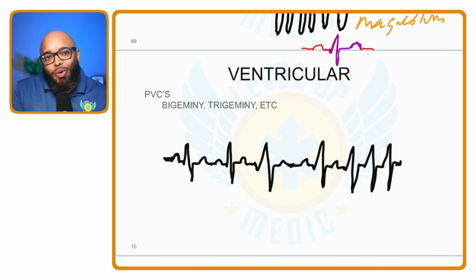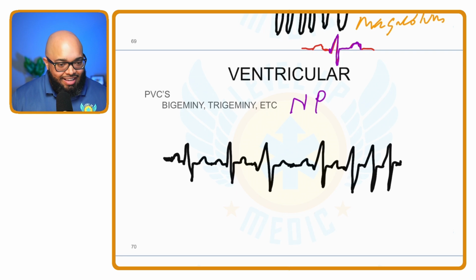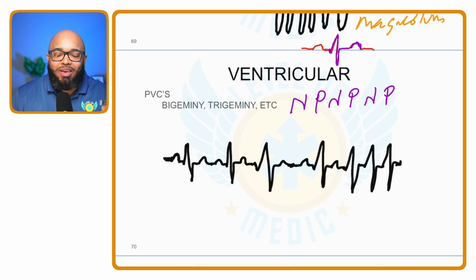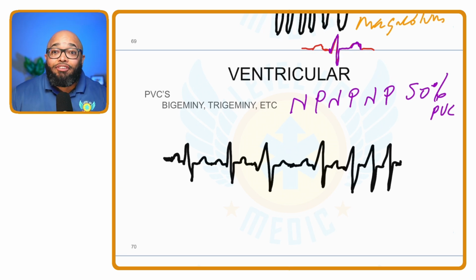Bigeminy, trigeminy, or quadrigeminy? Which would actually be worse? Well, think about it. Let's say you have a normal beat and then a PVC. And then a normal beat and a PVC. And a normal beat and a PVC. In this situation, half of the beats. So this is bigeminy, where every other beat is a PVC. Well, what we're saying here is 50% of the beats are PVCs. Half of the beats are PVCs. That would be really bad, okay?